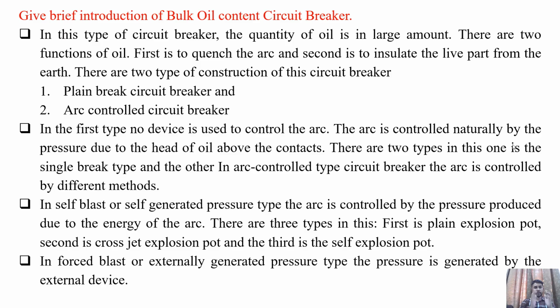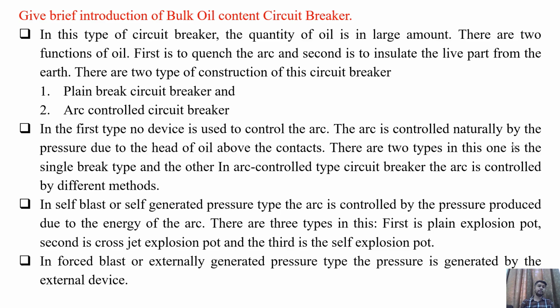Give brief introduction of bulk oil contained circuit breaker. In this type of circuit breaker, the quantity of oil is in a large amount, hence it is termed as the bulk oil contained circuit breaker. There are two functions of oil: first is to quench the arc, and the second is to insulate the live part from the earth. There are two types of construction: one is plain break circuit breaker and second one is the arc controlled circuit breaker.